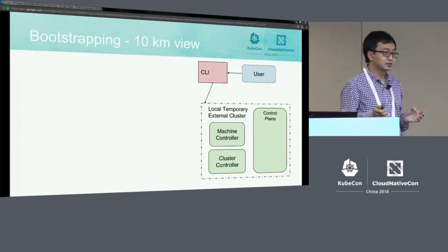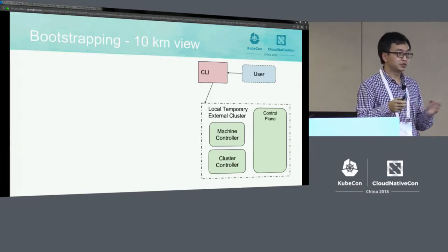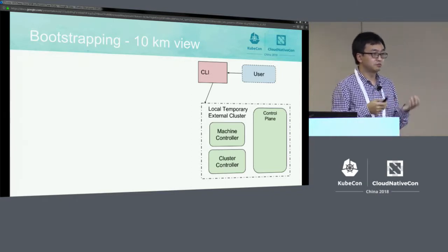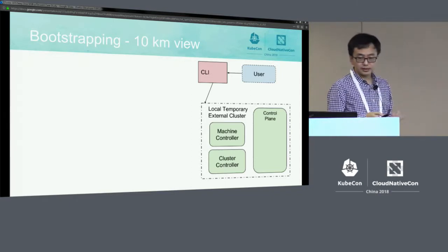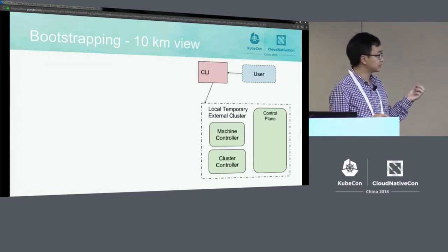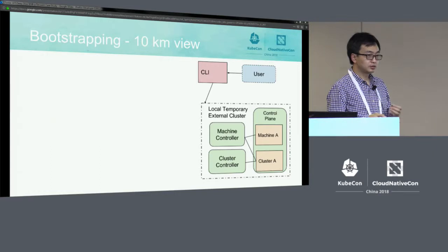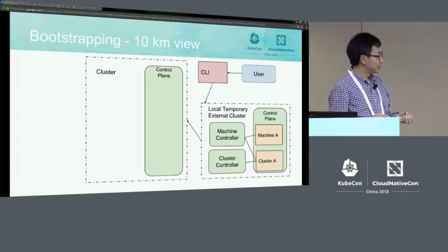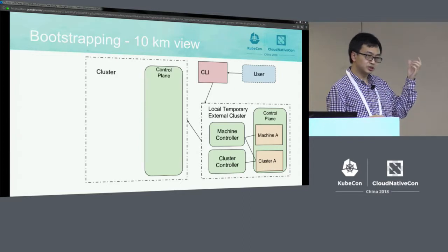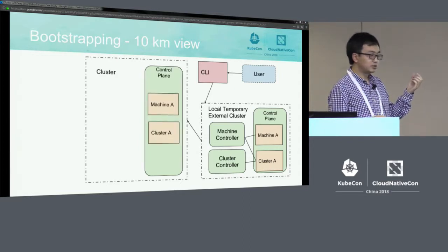For the tool, we have a local cluster. It can be any cluster. It can be Minikube, or any local cluster. It can be Docker-based. So for the local cluster, you can use the controller as a pod to deploy it, and then as a tool, you can create two resources, including the cluster resource and machine resource. And when the controller has the resources, it will create a real cluster.